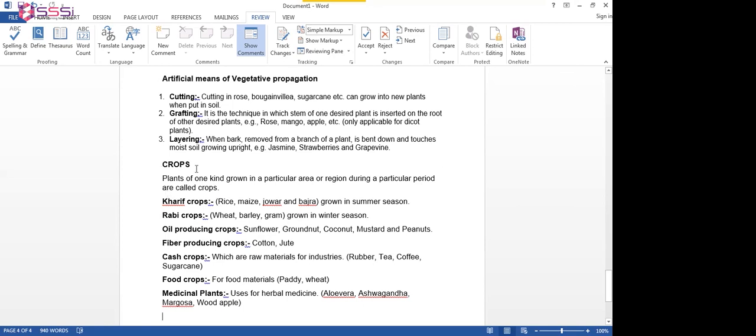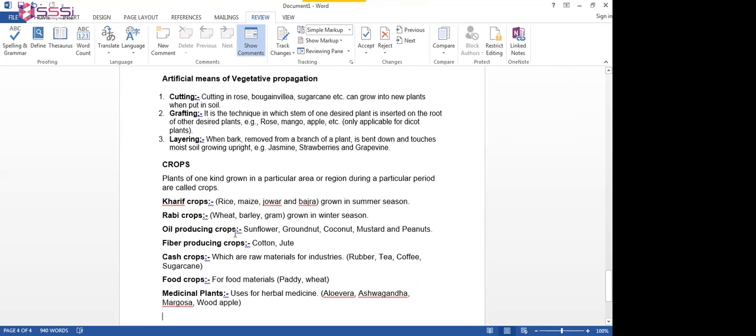So now this is about crops. So plants of one kind grown in a particular area or region during a particular period are called crops, because they have a particular period in which they can be grown, right? For a particular kind of crop. So first is kharif crop. So like rice, maize, jowar and bajra, they are grown in summer season. Next, rabi crops: wheat, barley and gram, they grow in winter season.